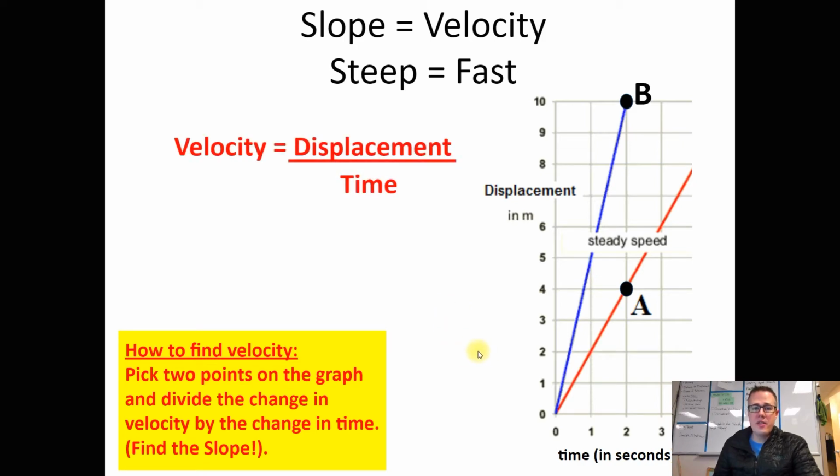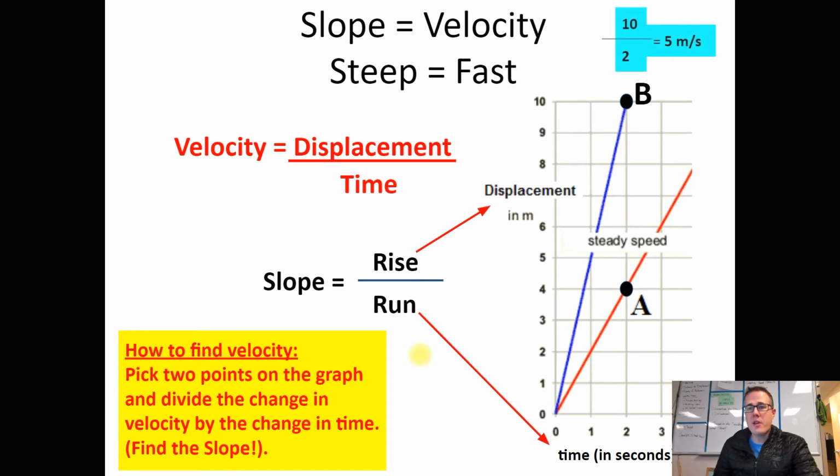So if velocity is the displacement divided by time, notice that both of these lines start at 0 for displacement on the left side. Well, the blue one manages to go up to 10 in just 2 seconds, but the red one only goes up to 4 in just 2 seconds. We can actually calculate those things by doing rise over run, that's displacement over time, and we can find out that the blue line, B, managed to go 5 meters per second, whereas the red one, A, only went 2 meters per second.